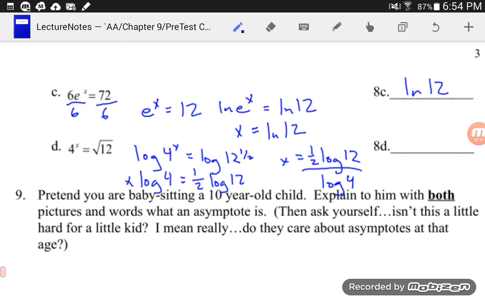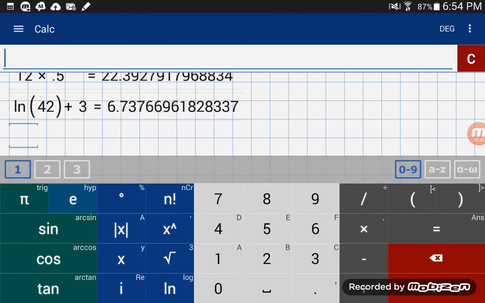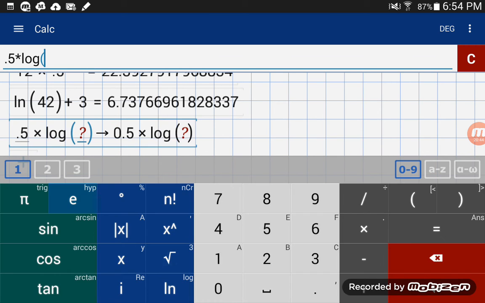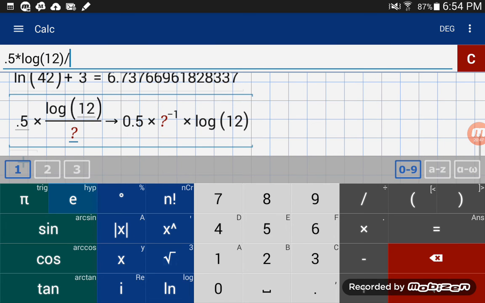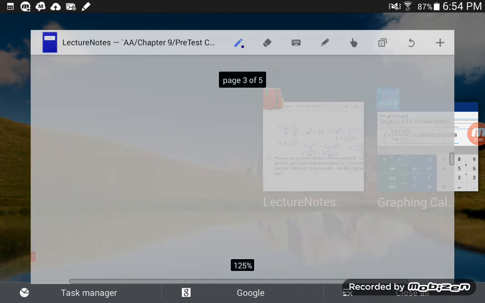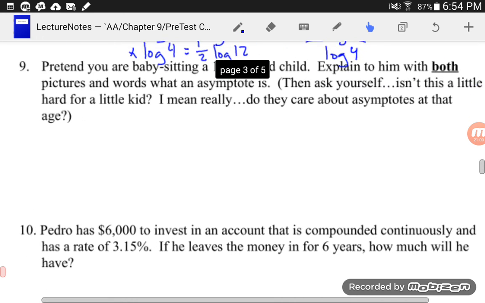I better go punch that in my calculator, because I don't know that. 0.5 times, oops, try that again, times log of 12 divided by log of 4, I get 0.896. I'll just say 0.896. Sounds good. Sweet. We're getting there. 20 minutes in.